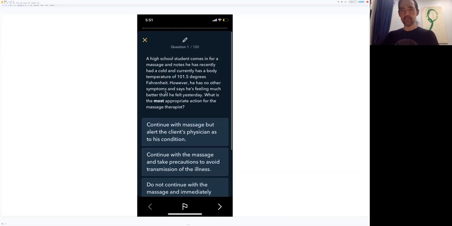a high school student comes in for a massage and notes he has recently had a cold. There's a systemic contraindication there, and currently has a body temperature of 101.5 degrees Fahrenheit. So 2 contraindications. However, he has no other symptoms and says he's feeling much better than he felt yesterday. What is the most appropriate action for the massage therapist?